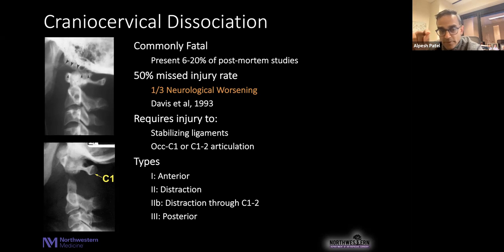Distraction injuries, which are the type 2 injuries, can occur either at the OC1 junction or, as in the lower left picture, through the C1, C2 junction. So understand that that's a rare variant, but certainly can happen.